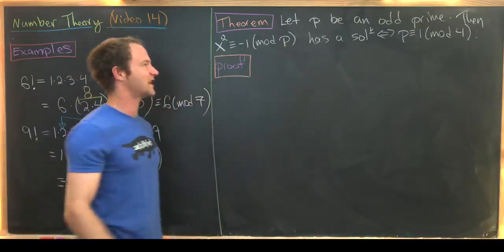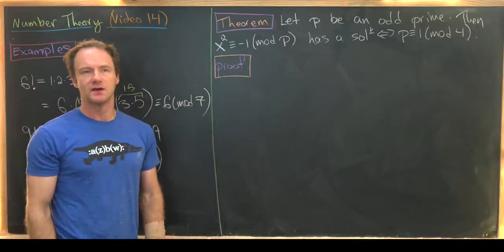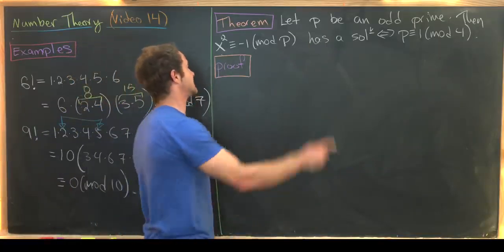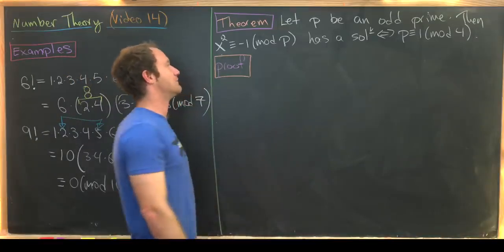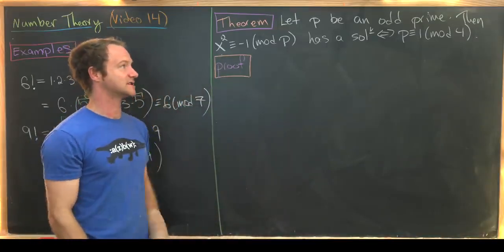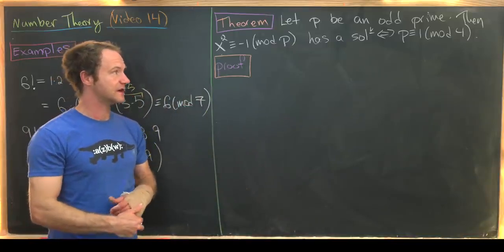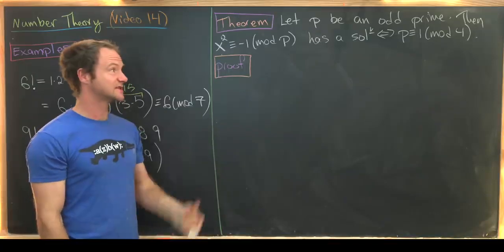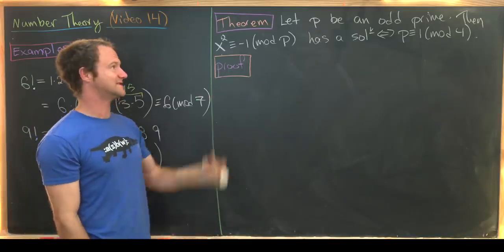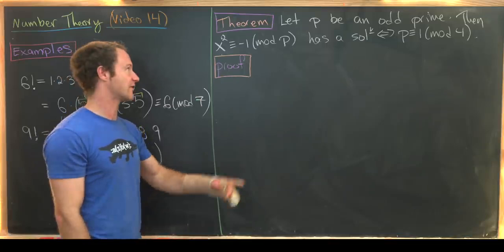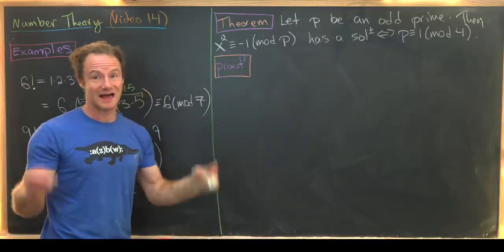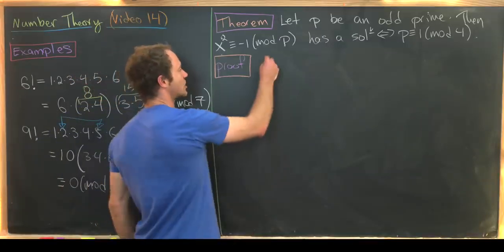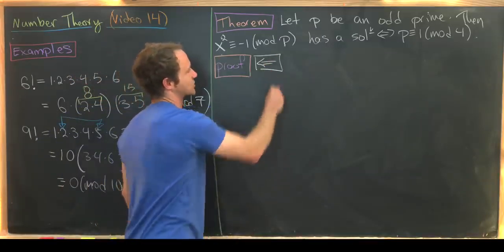We want to start with an odd prime p. So that's really any prime other than 2. And then the result says that x squared is congruent to -1 mod p has a solution if and only if p is congruent to 1 mod 4. So that means if p is congruent to 3 mod 4, this does not have a solution. In other words, -1 does not have a square root. Okay, so we'll start this with the reverse direction.